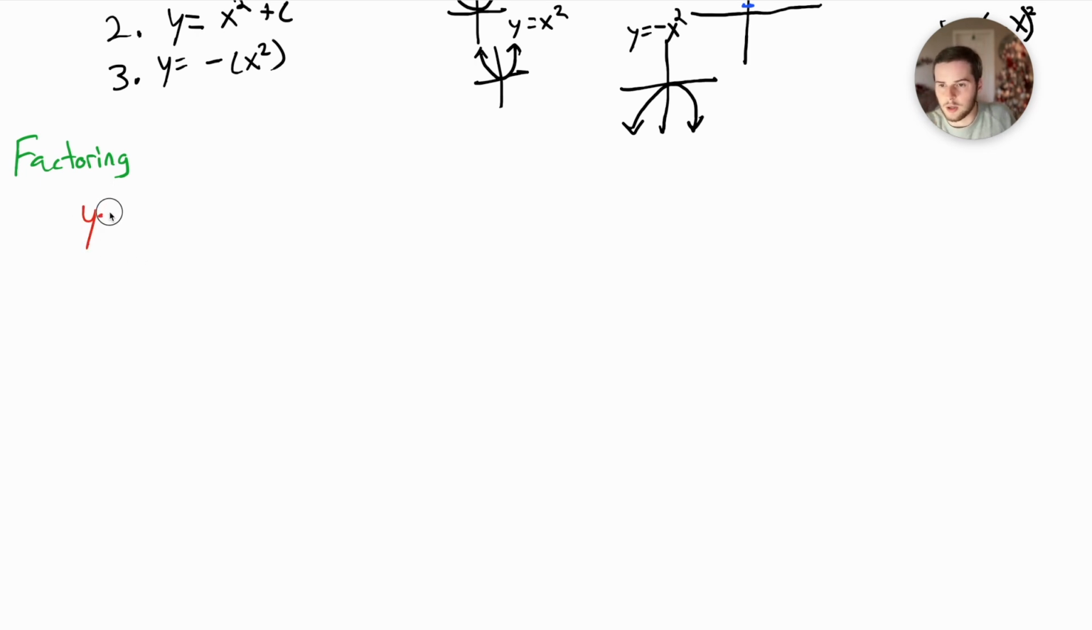So we're going to write out a couple of these. We're going to have y equals x squared. For the next one, we're going to have y equals x squared plus 2x. For the final one, we're going to have y equals x squared minus 4. When it comes to factoring, what does factoring even mean? You're going to break it up into smaller sections, and you're going to find what causes y to be 0. So we'll write that down.